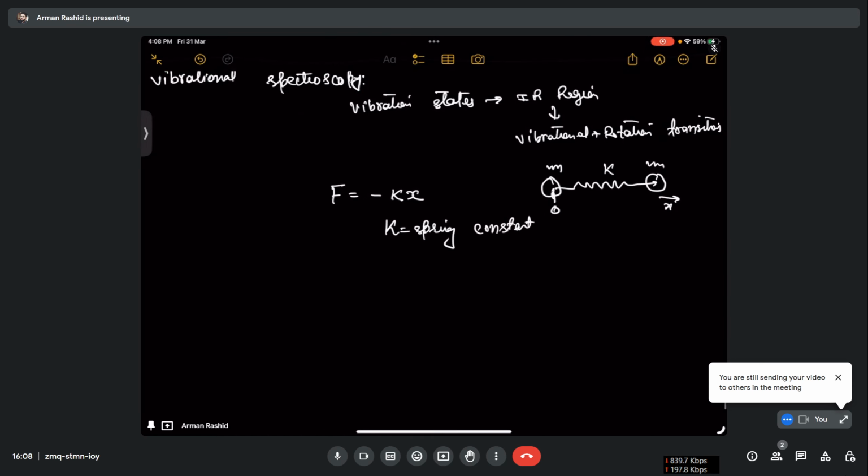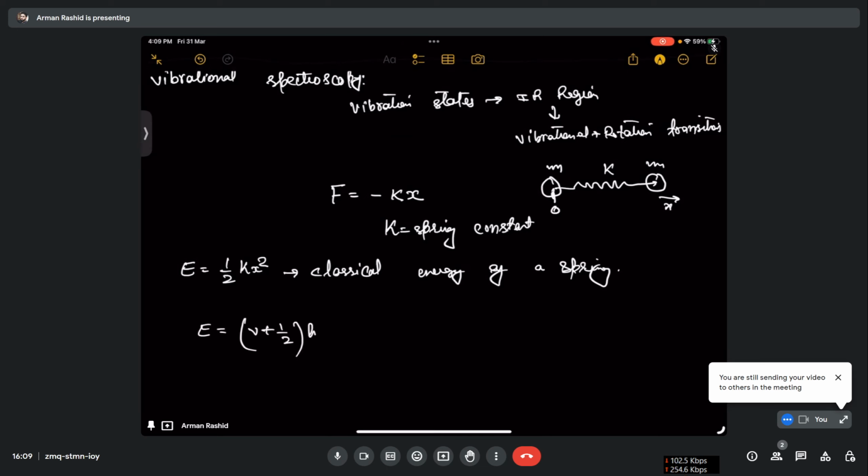Now the classical energy of the spring is given by 1 by 2 k x square. In quantum mechanics, we solve this equation, and the Hermite polynomial comes in. We design a Hamiltonian for the vibrational state from its classical analog, and from that we can calculate the energy. The energy comes out to be (v plus 1 by 2) h nu.